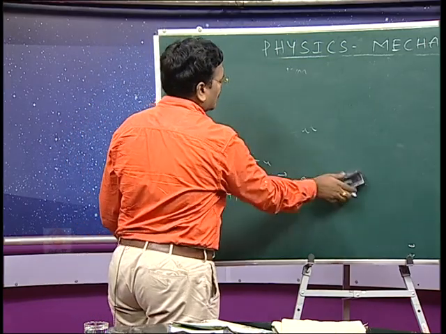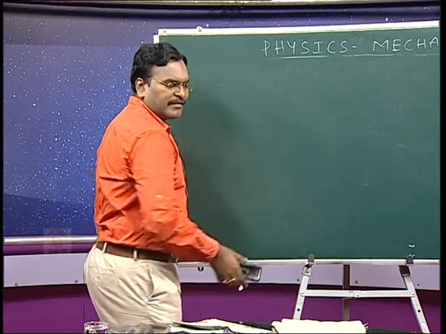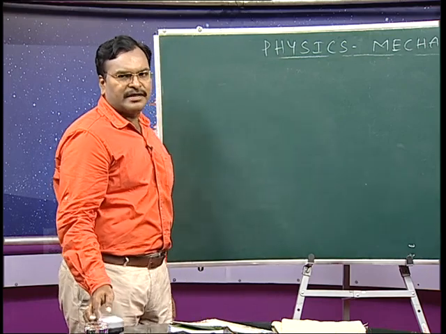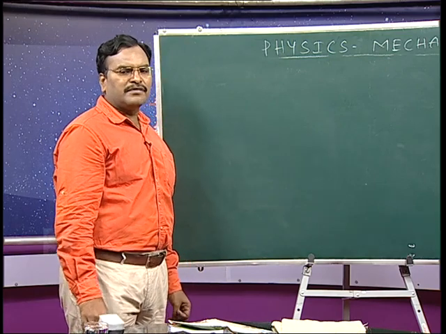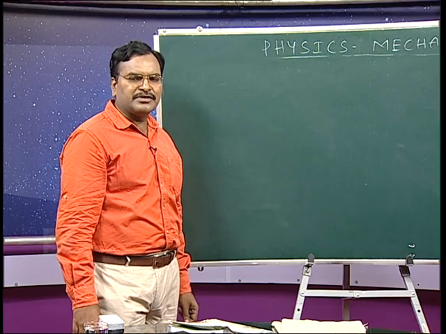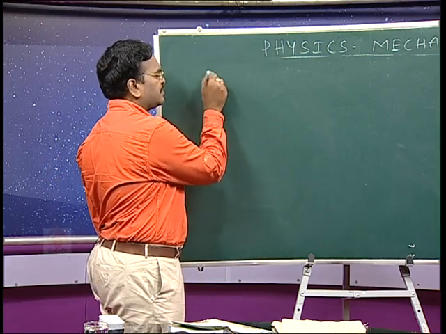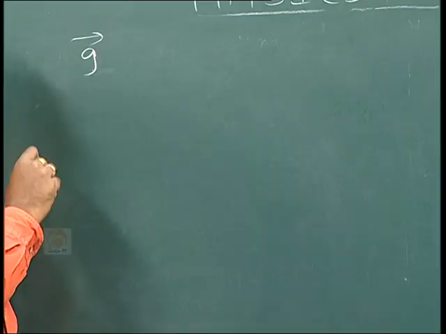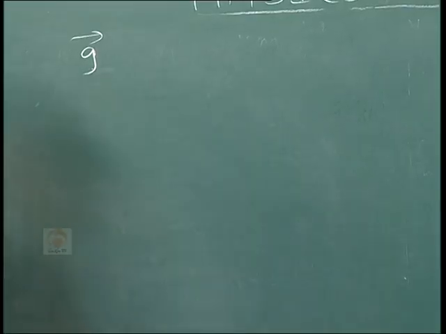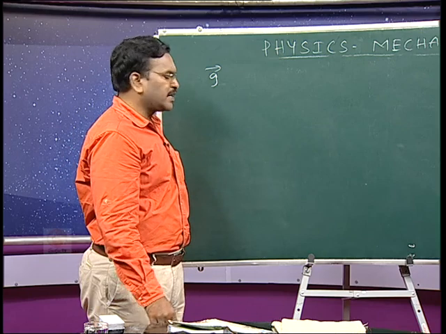And also we have equations of motion in the case of a freely falling body and a vertically projected body. First of all, we discuss acceleration due to gravity. What is acceleration due to gravity? Acceleration due to gravity is represented by g bar. It is nothing but the acceleration of a freely falling body due to the gravitational force of attraction.